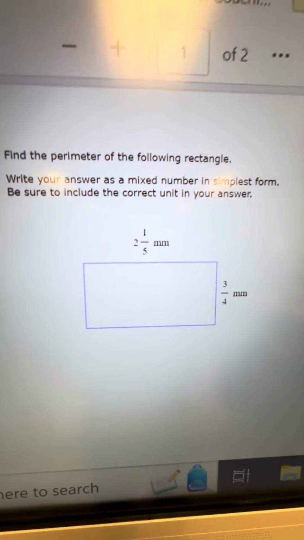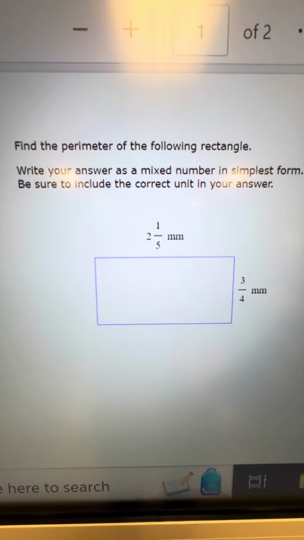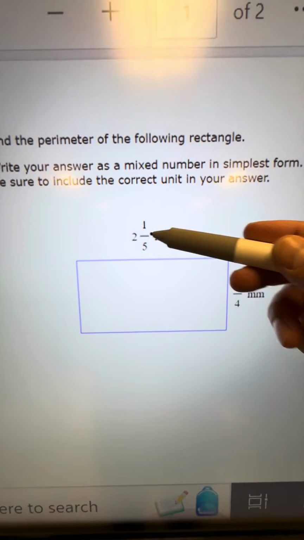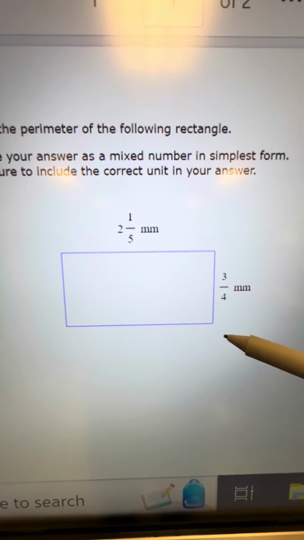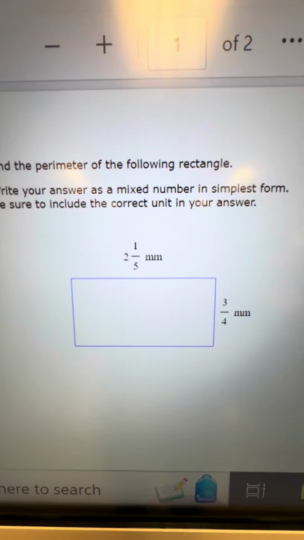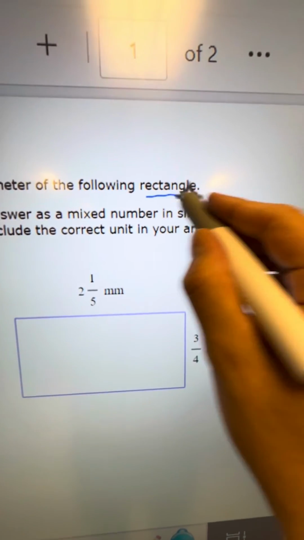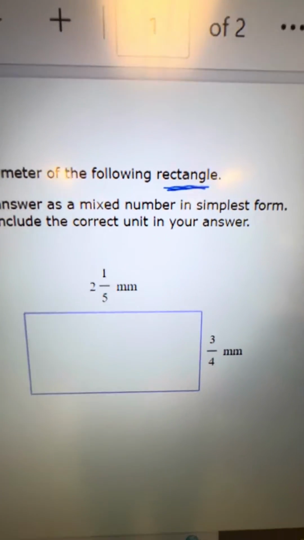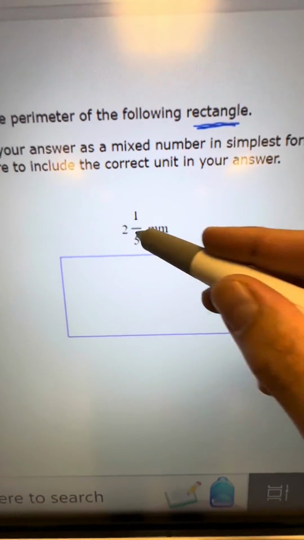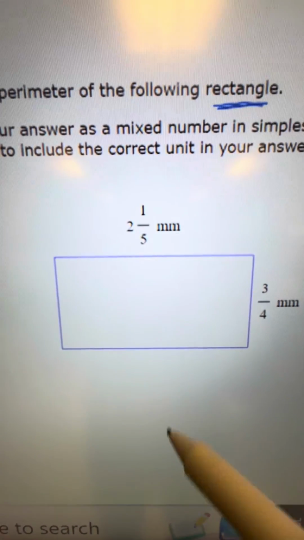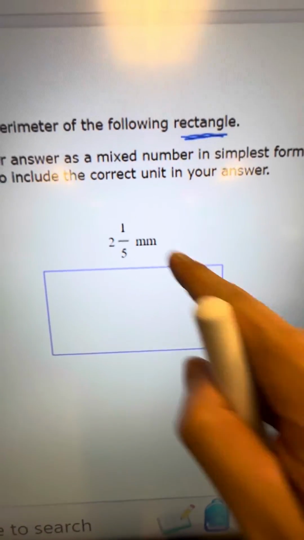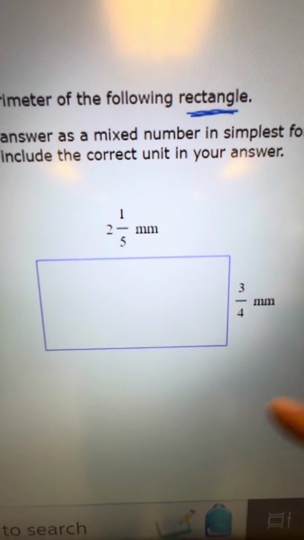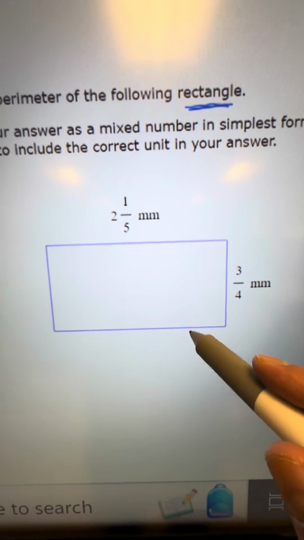In this problem, they want you to find the perimeter of this rectangle, and notice that we're dealing with mixed numbers and fractions. So I'm going to show you how to solve this type of problem. The first thing to keep in mind is that this is a rectangle. And in a rectangle, one of the properties is that the opposite sides will have the same length. So notice we have 4 sides, but they only give us the length of this side and this side. So even though we don't know the length of this side, we know it's a rectangle.